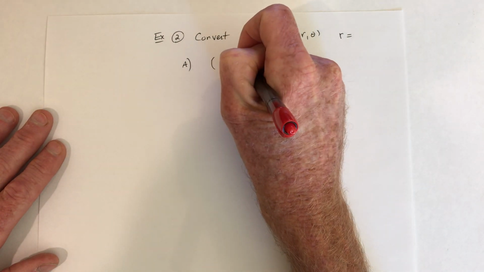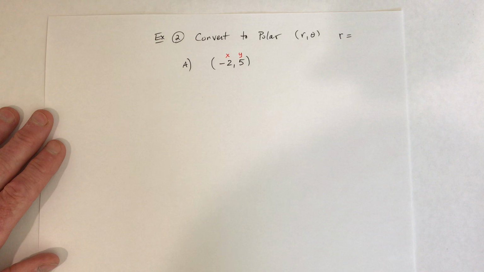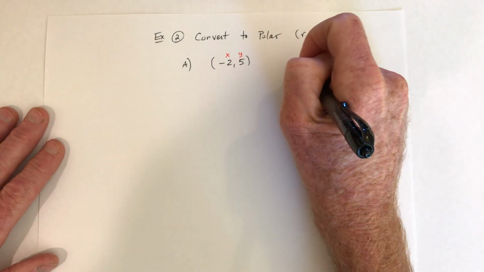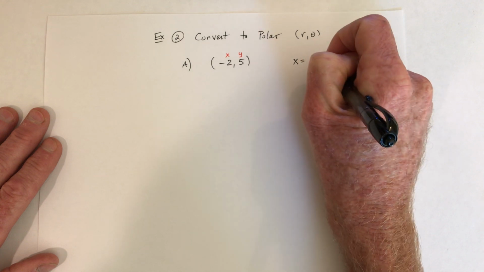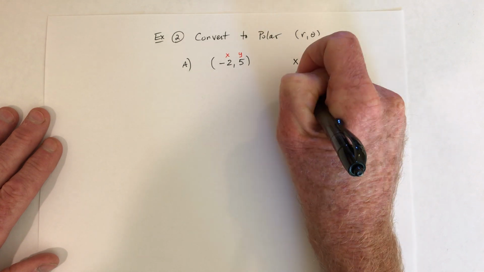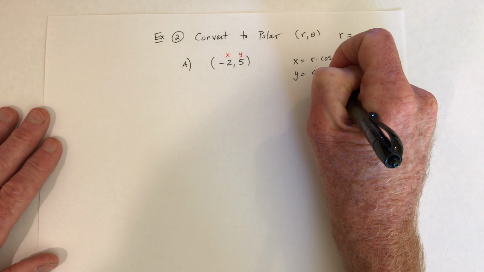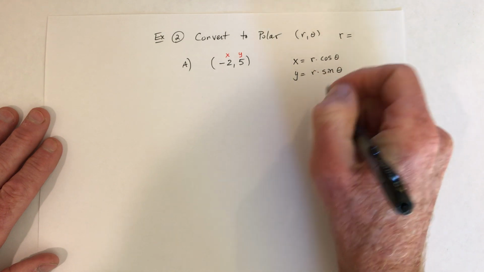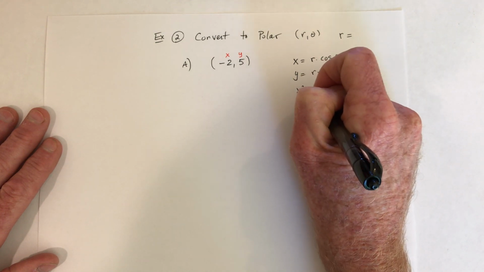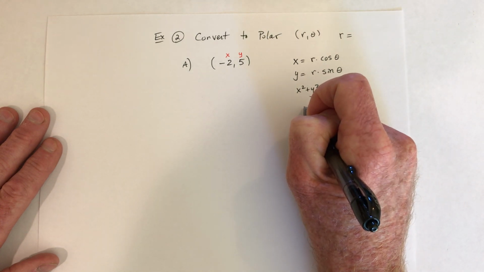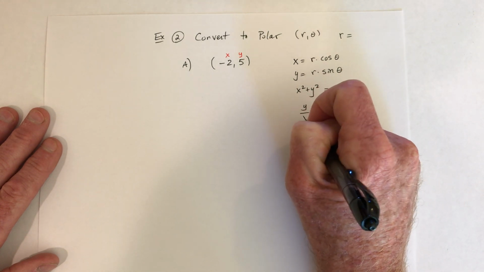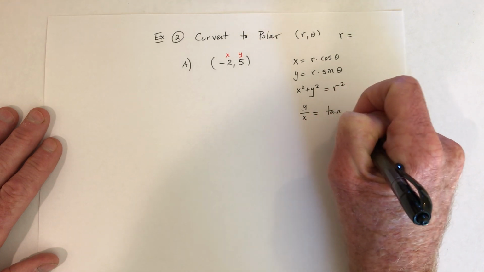So this is saying what x is, and this is saying what y is. And we could use formulas like x is equal to r times cosine of theta. We can use y equals r times sine of theta. We could also use x squared plus y squared equals r squared. And then also y divided by x is equal to tangent of theta.